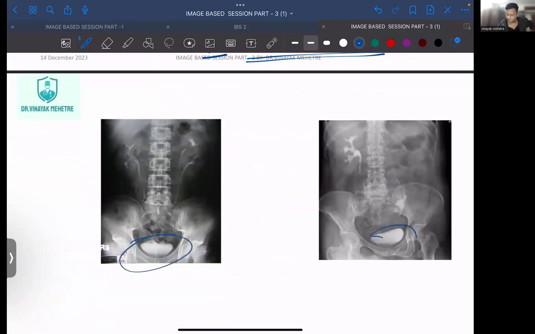What is this? Anyone? No one? This is urine. Whenever we are doing X-ray of kidney, we will insert a dye. This is called urethrogram. This is urine. What is the deformity which you are seeing in the X-ray? First X-ray. Try to tell.